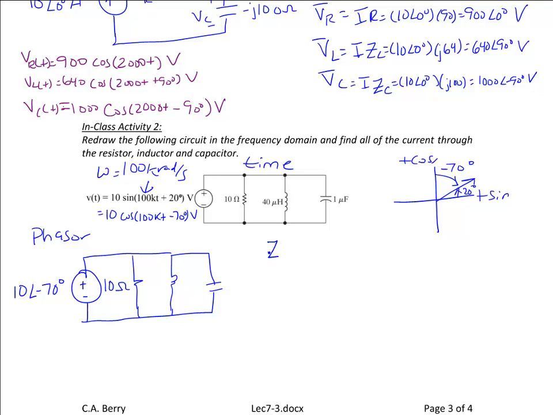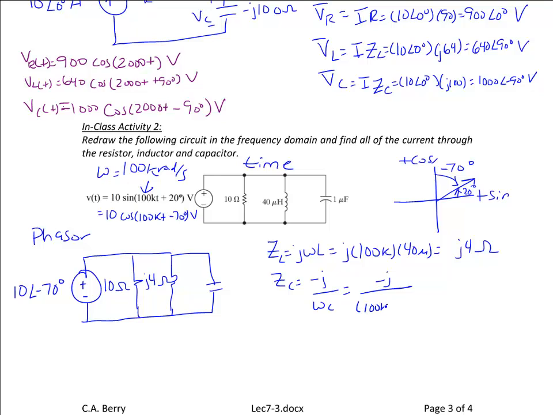What about the inductor? The inductor would be j omega L, or j times 100k times 40 micro. So the inductor is equal to j4 ohms. Let's put that on the circuit, j4 ohms. The impedance of the capacitor would be negative j over omega C, which is equal to negative j over 100k times 1 micro, which is equal to negative j10 ohms. Let's put that on the circuit.